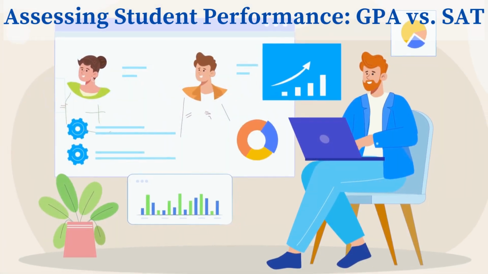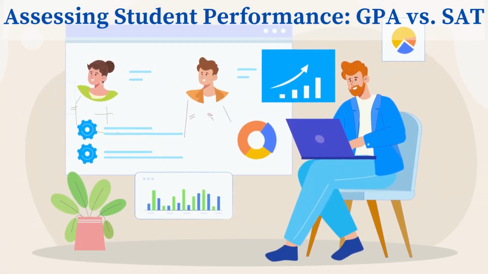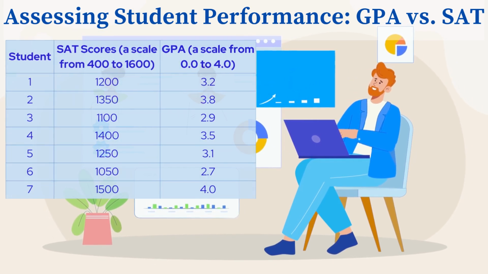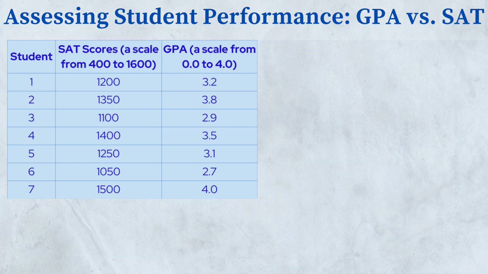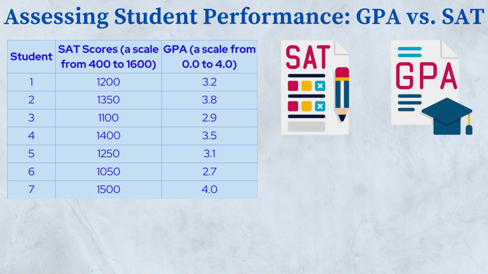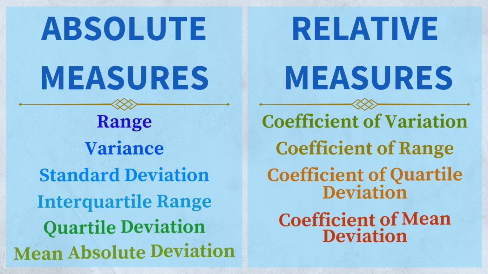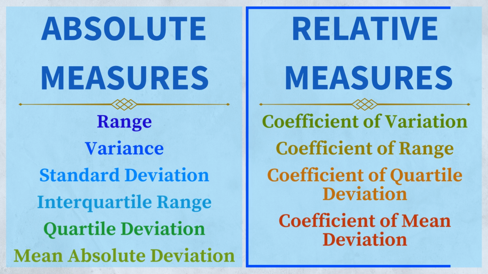For example, consider a scenario where a professor wishes to assess the consistency of a small group of 7 students' performance using two very different metrics, their GPA and SAT scores. Since SAT scores and GPA operate on different scales, a direct comparison of their absolute spreads can be misleading. Therefore, we will use relative measures of dispersion to compare the students' performance consistency across these two metrics.